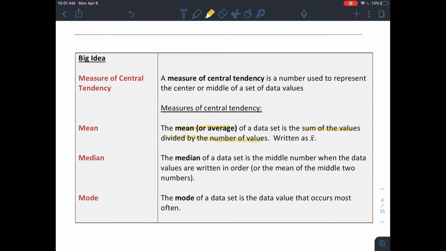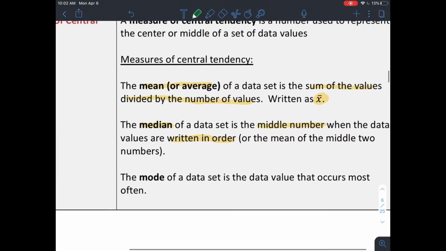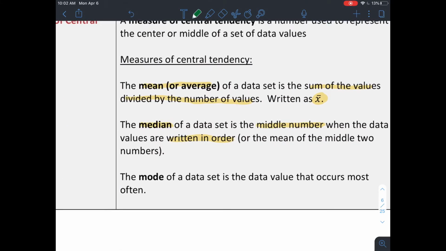One thing you may not have seen before is it is written as x bar, just x with a little line across the top of it. Your median is the middle number when your data values are written in order. So you could also, depending on if you have an even number of data values in your data set, have to average the two middle values.